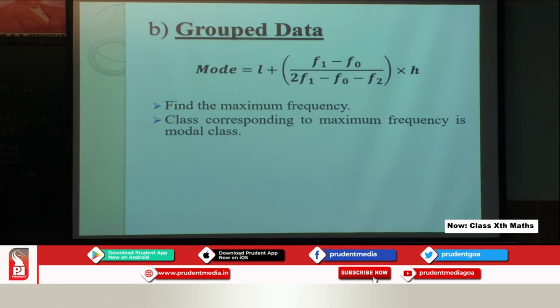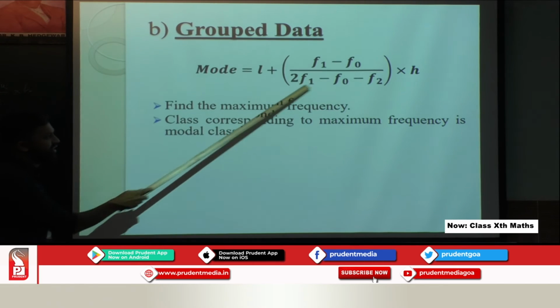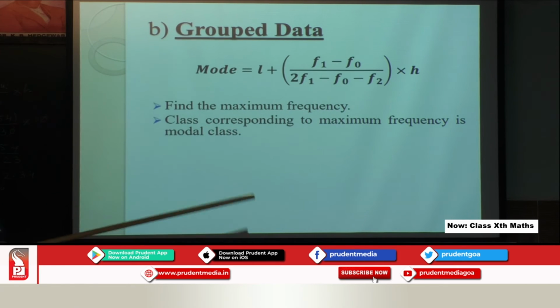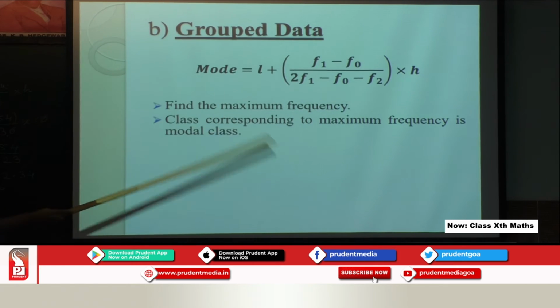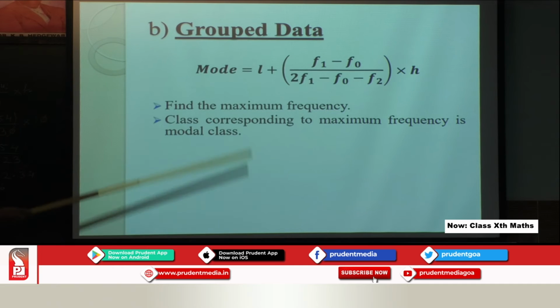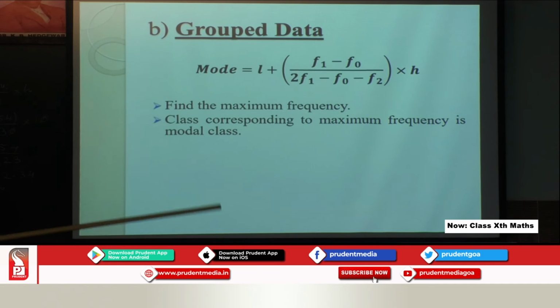Once you select the modal class, now let us come to all these terms. What are these terms now? First, L. Once you select a modal class, you know class means it has two limits, upper limit and lower limit. So L you will get from that class only. So L is the lower limit. Next is H. H you will get from where?